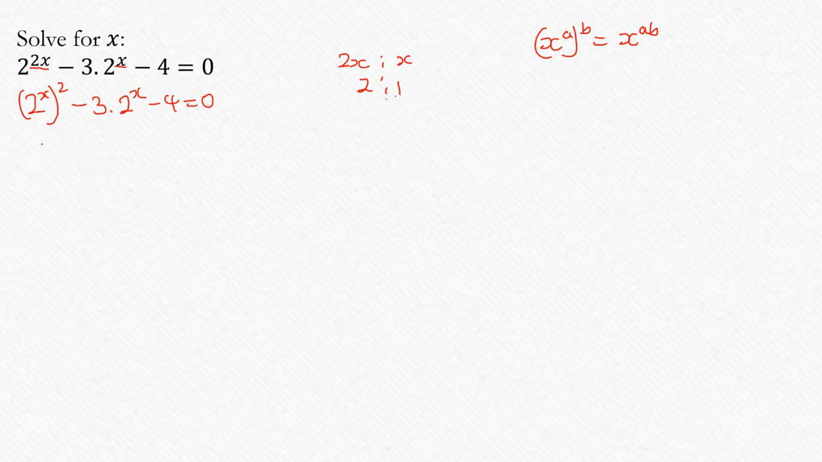And then now we let k be equal to 2 to the power x. Where there's 2 to the power x, we put k. We put k there, we put k there. It becomes k squared minus 3 times k minus 4 is equal to 0.